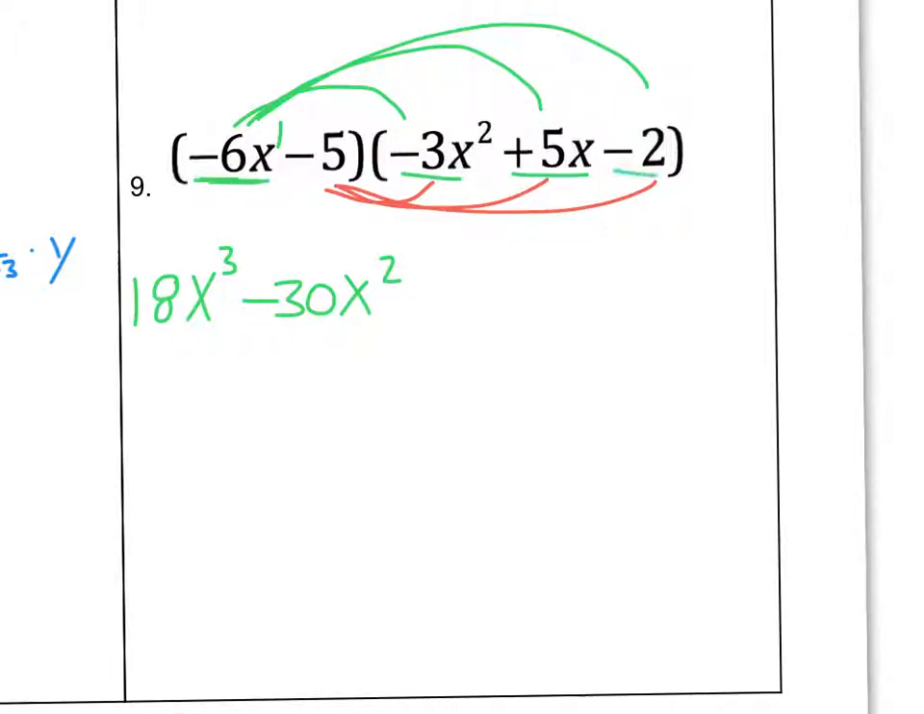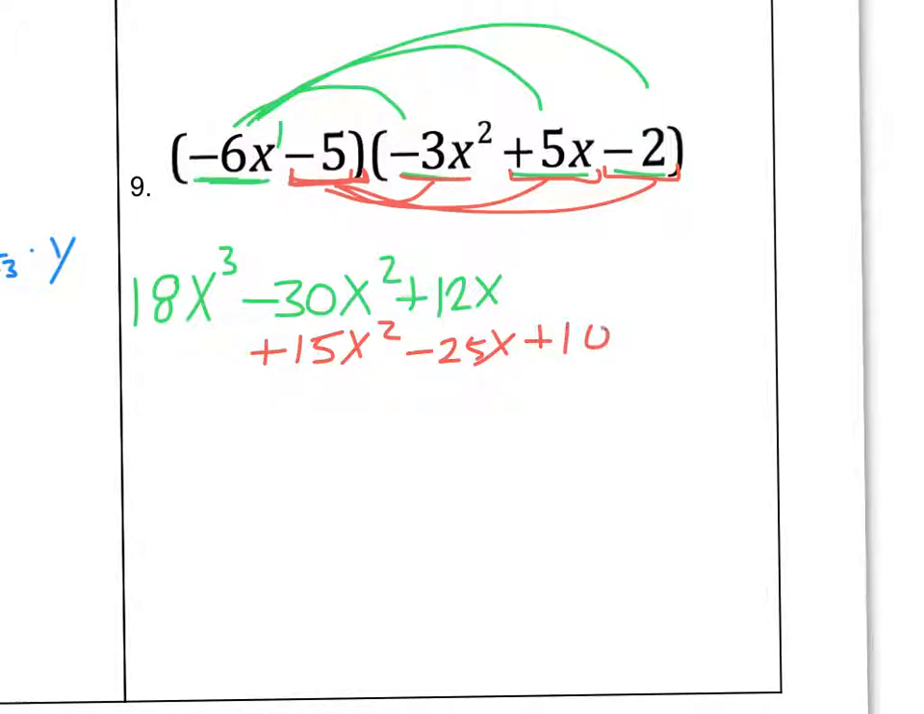And then negative 6x times negative 2 is going to be plus 12x. Going to keep it going for minus 5. Minus 5 times minus 3x squared is plus 15x squared. Minus 5 times plus 5x is minus 25x. And minus 5 times minus 2 is plus 10.